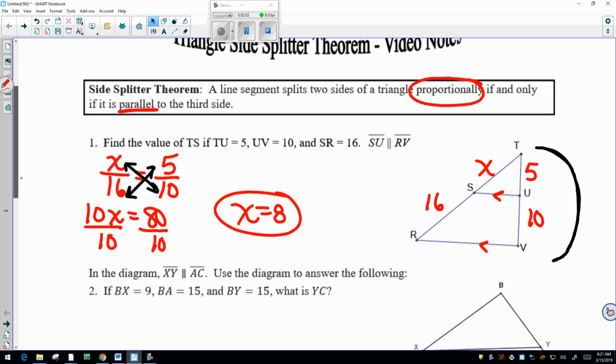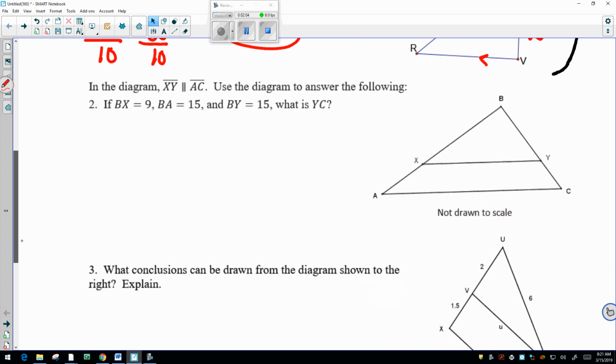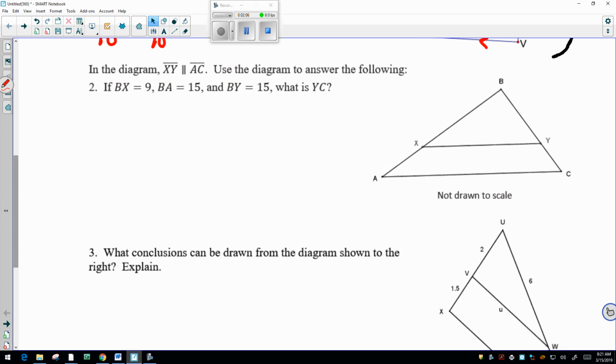Okay. Another example we have is, again, we have lines that are parallel. So as soon as I see that, I can think, okay, so I know this is splitting my triangle, the sides AB and CB into proportion. And it says if BX is 9 and BA is 15, so notice what they're giving us here. They're giving us this entire side. It says BY is 15. What is YC?